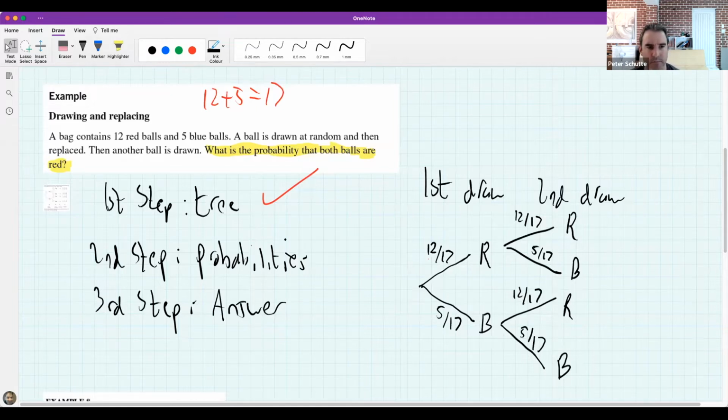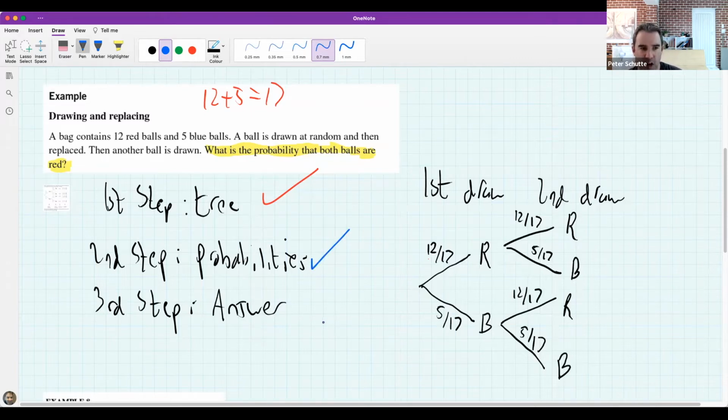Emichle, can you hear me? Yes, sir. Cool, go ahead. The numbers remained the same because the ball was replaced and it was not removed. So it was put back into the bag. So the number stays the same. Perfect, exactly that. Because you put them back, that's why the numbers had to stay the same.